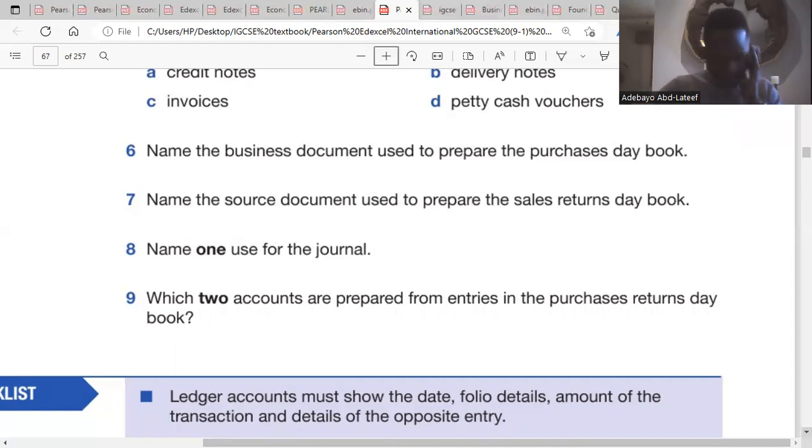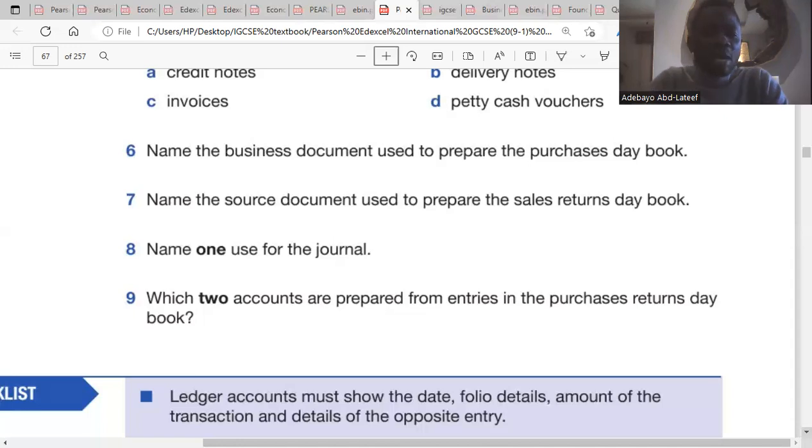Is it clear? Then number 8, they said name one use of journal. We have different uses of journal. One, we can use journal to correct errors. Two, we can use journals for double entry transactions. We can use journal to transfer into different accounts, that means into different ledgers. When you're preparing different ledgers, you can use journals to prepare them. And when you are recording opening entries, like you purchase different goods on credit, your first recording can be through the journal. So these are the uses of journal. Is it clear? Great. And the last question, question 9.